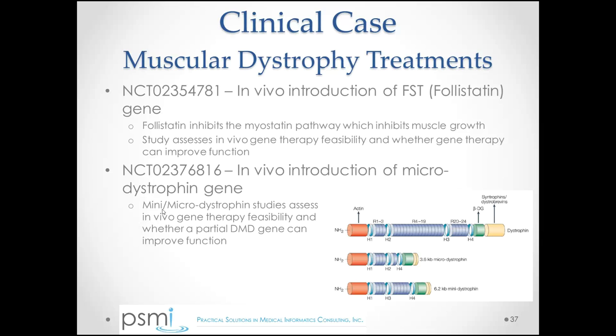So there are mini dystrophin and microdystrophin studies that are also in vivo injections of a virus into muscle groups, and they're also assessing the feasibility of in vivo gene therapy and trying to get confirmation in humans that a partial DMD gene is better than no DMD gene. Okay.